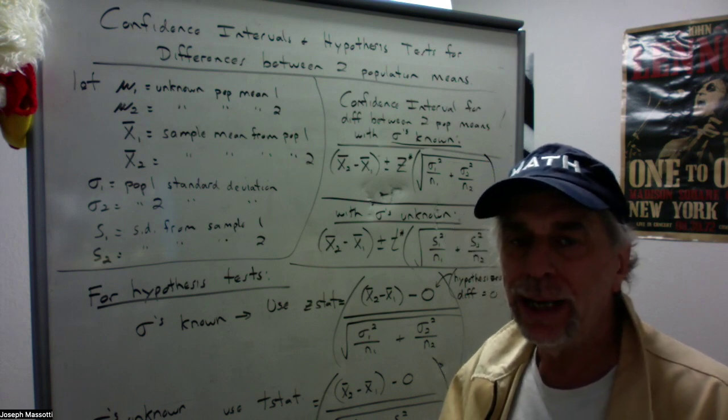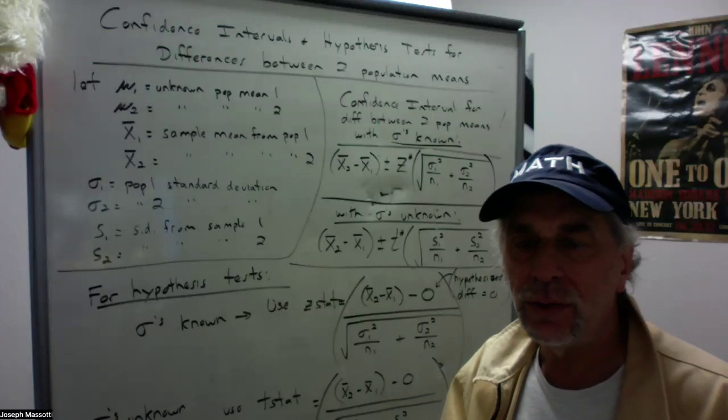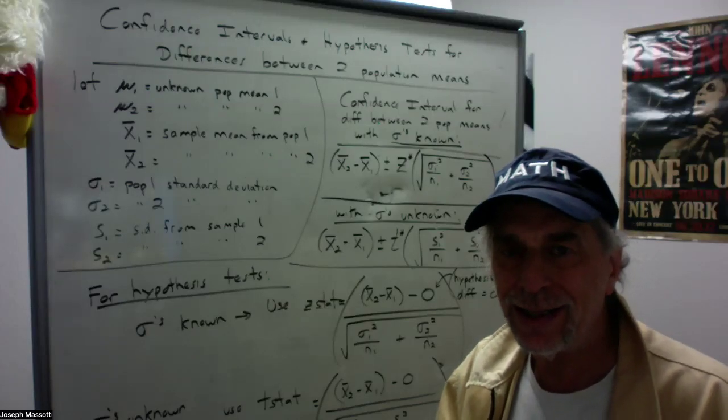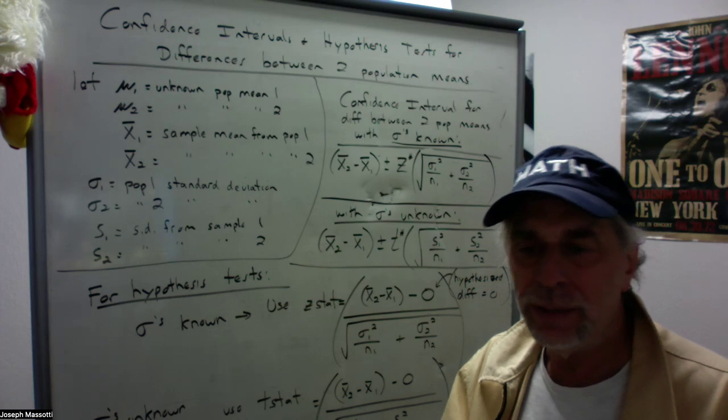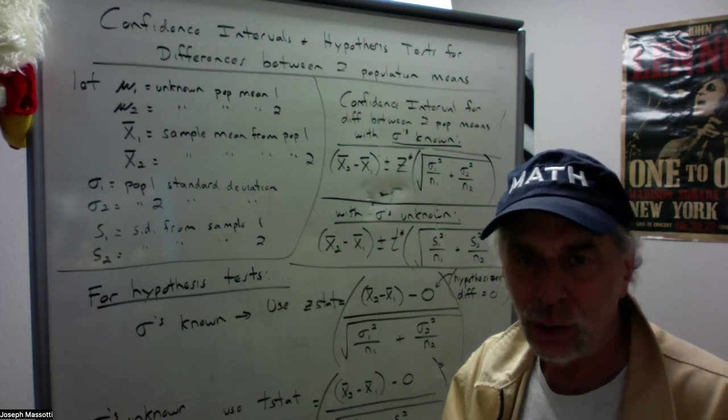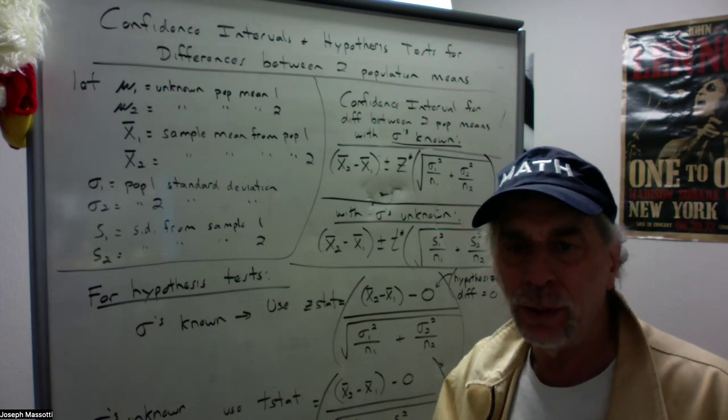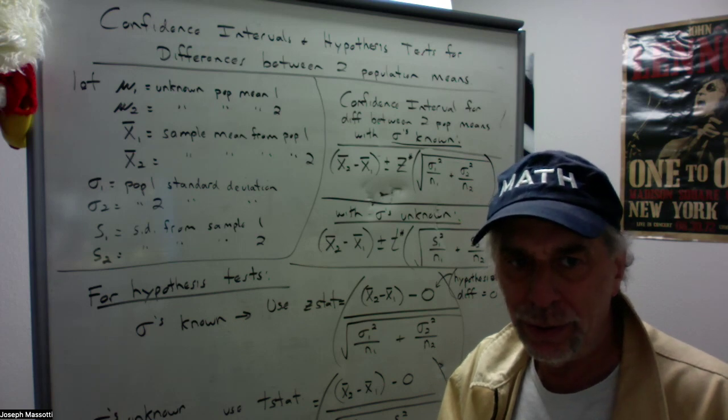And now we want to look at finding confidence intervals and doing hypothesis tests concerning the difference between two population proportions, two unknown population proportions. What's the difference between the two?